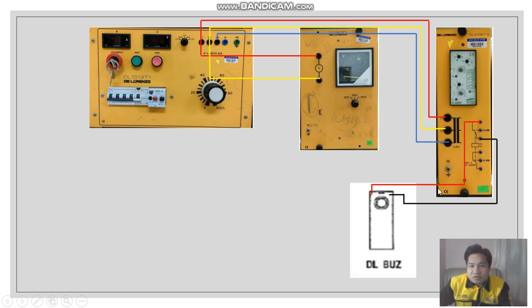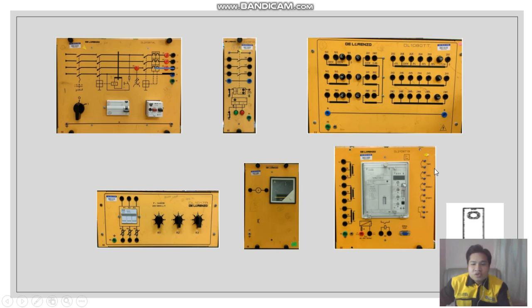So now let's move on to the inverse time relay. Here we have our components for our inverse time relay connection. Here we have our three-phase supply. This is our circuit breaker, our transformer. This is our inverse time relay. This is our ammeter. This is our R load, and this is our buzzer. So let's continue our connection.